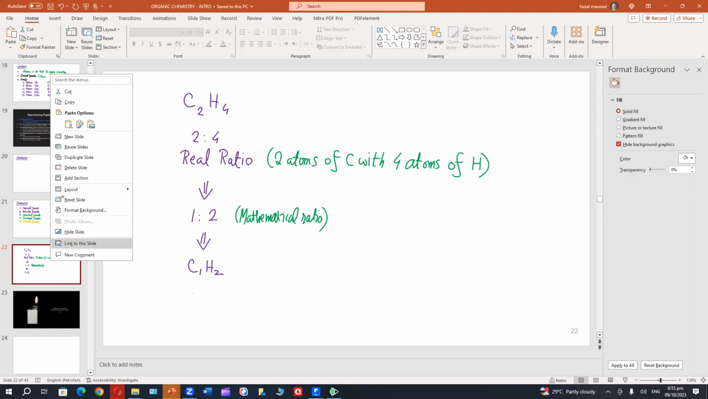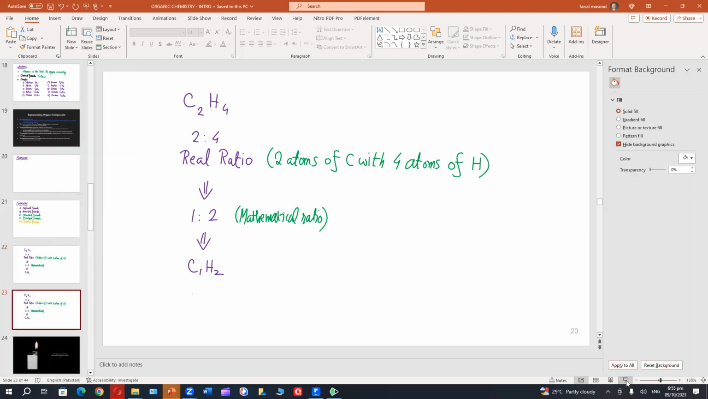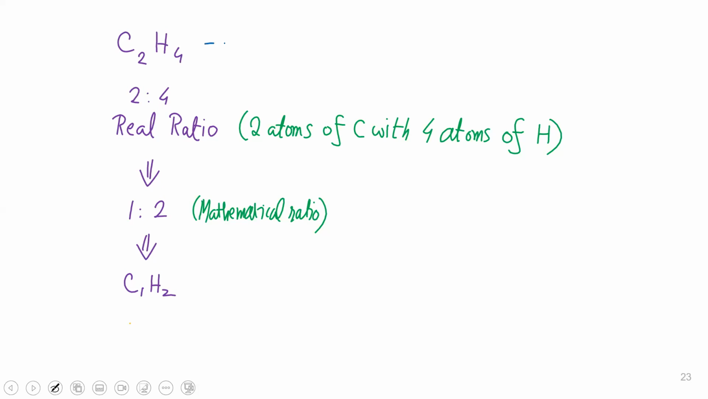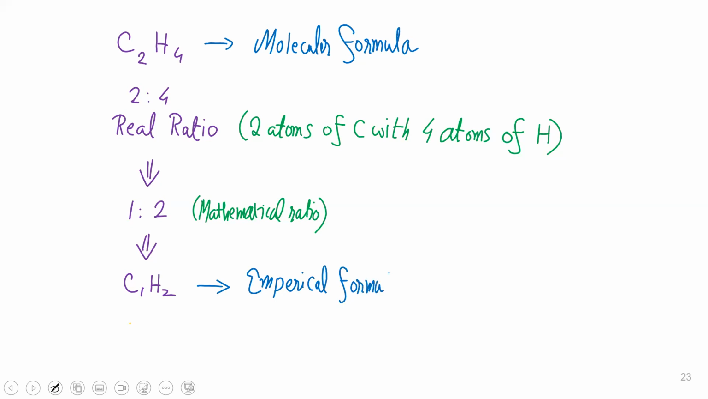A formula shows the ratio of atoms. Now the original ratio, which is the real ratio, this one is called molecular formula, and this one is called empirical formula. So copy this and make the concept. Yes, I already wrote it down.